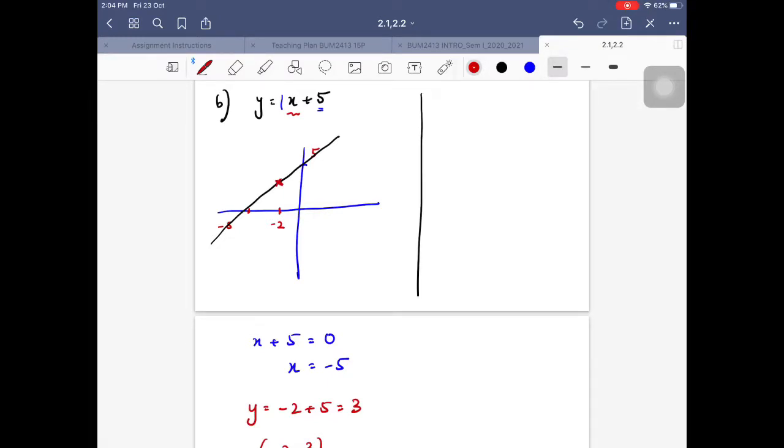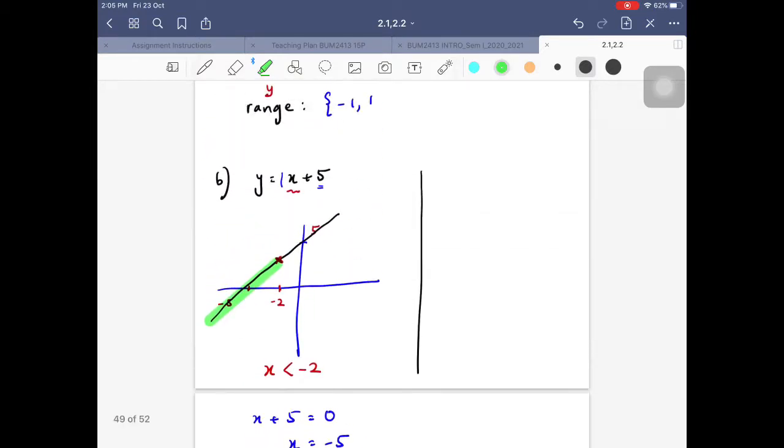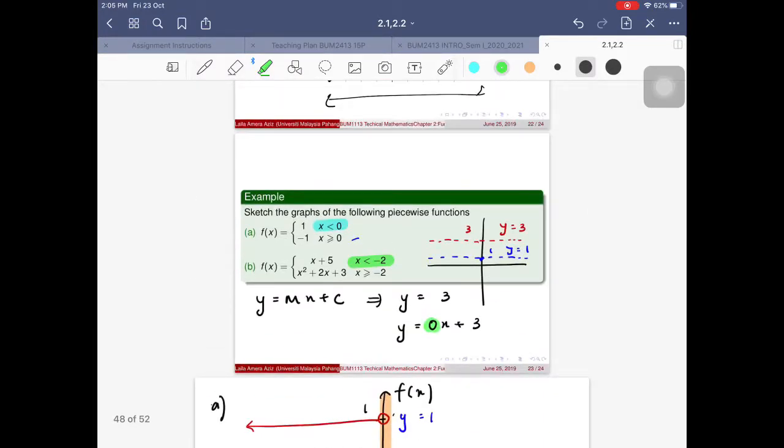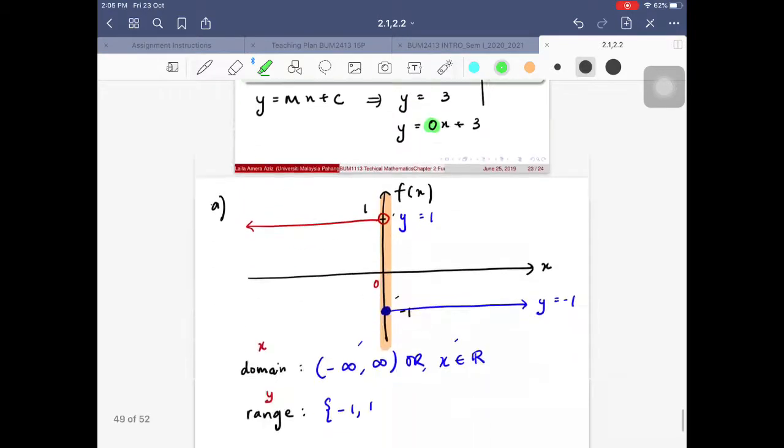Somewhere over here, this is going to be a value of 3. Because we only need this when x is less than -2, not included, I only have to take this part. This is the line that we need. We don't need the rest of it. So that is the example, and that is the first function.